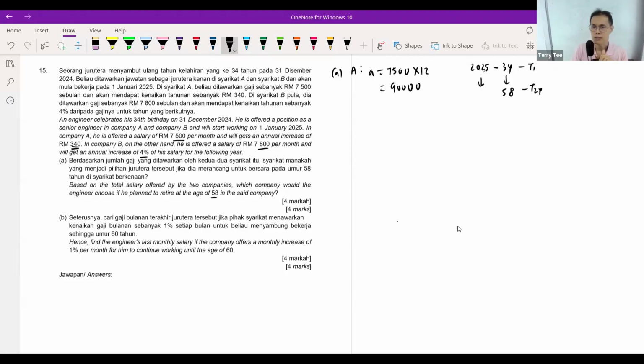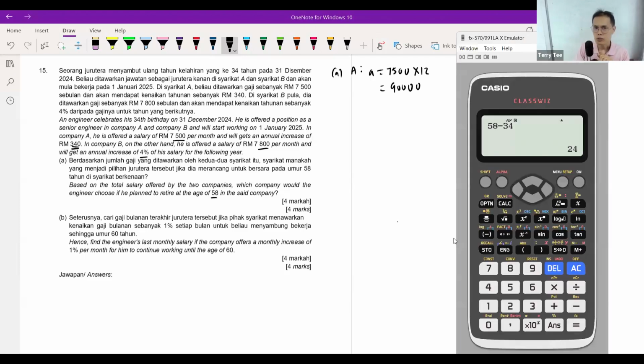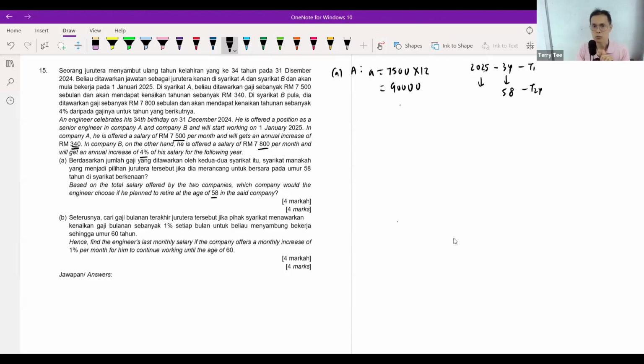We take 58 minus 34, is 24 years. So he will be working for 24 years. So we want to find total salary as S24. Your common difference, by the way, is 340. So use the formula n over 2, total salary, 2a, 90,000 plus n minus 1. Your d is 340. So let's count.